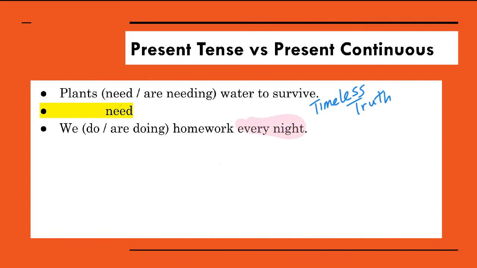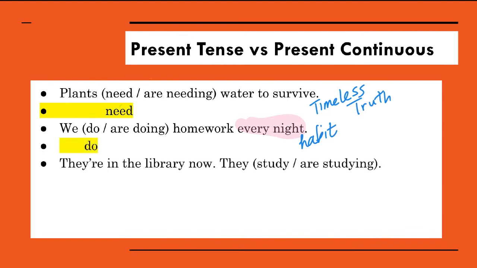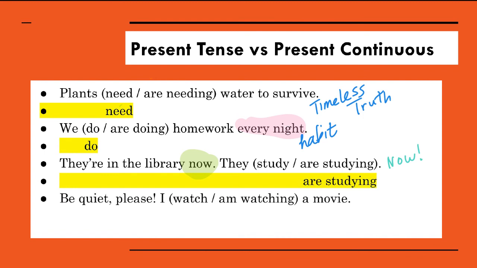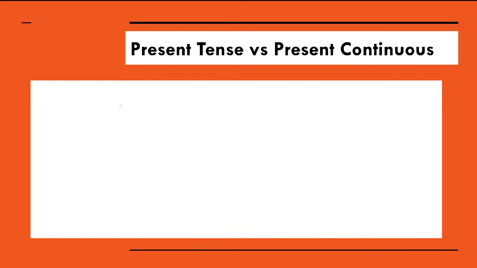Every night. That is my clue. This is a habit. We do homework every night. That's my habit. Another clue word, now. What are they doing right now? They're studying. Action. And right now, this looks like another action. I ask you to be quiet because I'm doing this action now.